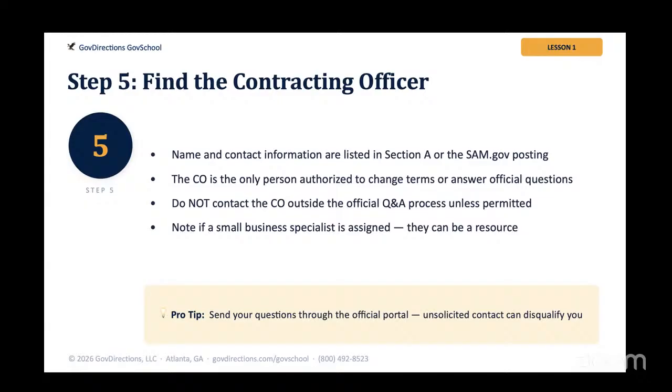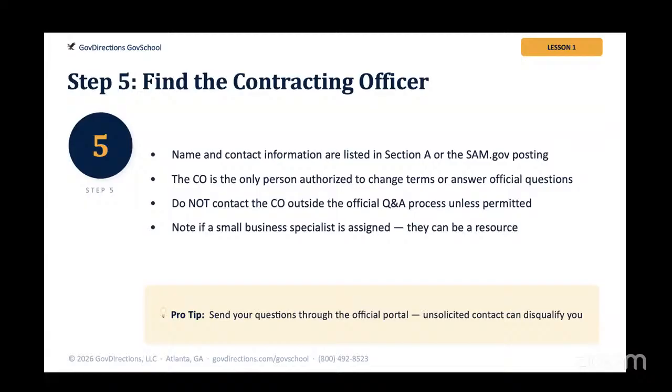He likes to converse with you on a transaction, versus the person who's probably been burned before, and they follow the rules to the T, because they cannot risk a situation that doesn't allow you all to have a fair and competitive process. The CO is the only person authorized to change terms or answer official questions, so you can monitor that. When you see that email come across, you're able to respond.